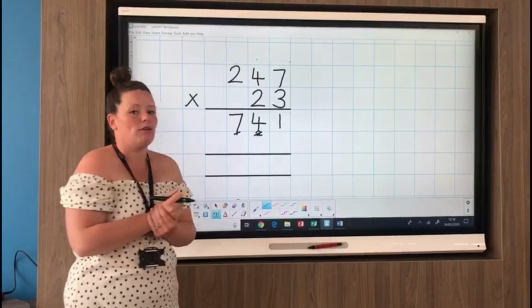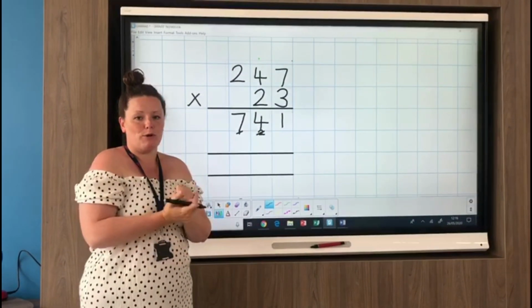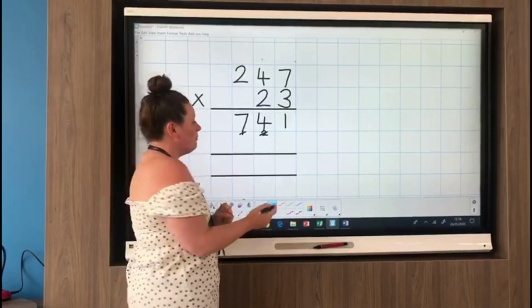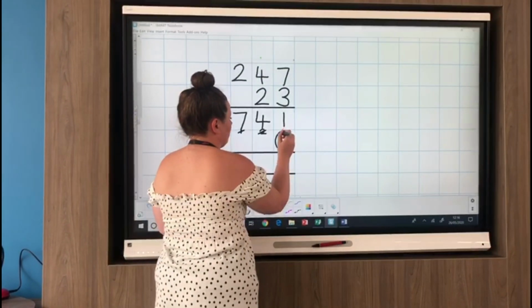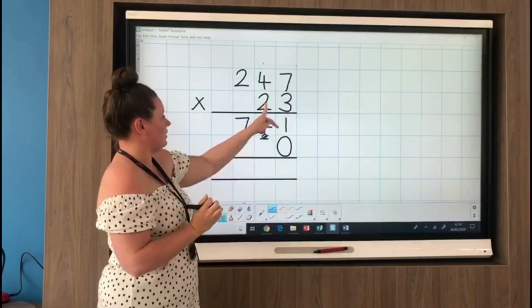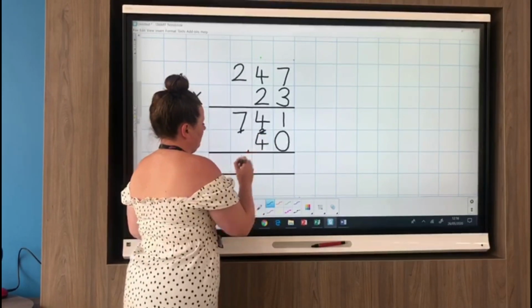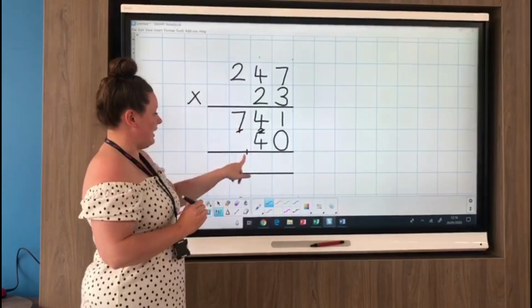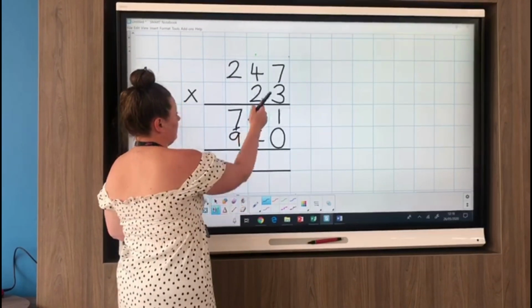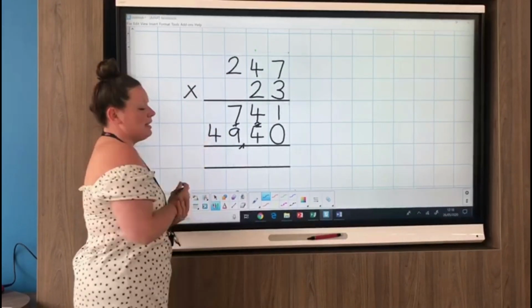Okay, moving on to the tens then, times in by 20. You must remember that 0, okay? Make sure you pop it in and then you will hopefully get the answer correct. So 2 times 7 is 14, 2 times 4 is 8, don't forget the 1 is 9, and 2 times 2 is 4. The end there.